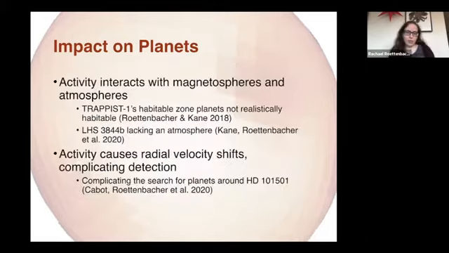And I've been doing some work looking into this with Sam Cabot, who's a graduate student here at Yale, and we looked at a really spotted star to see if we could start understanding the impact of the activity on our ability to detect planets.